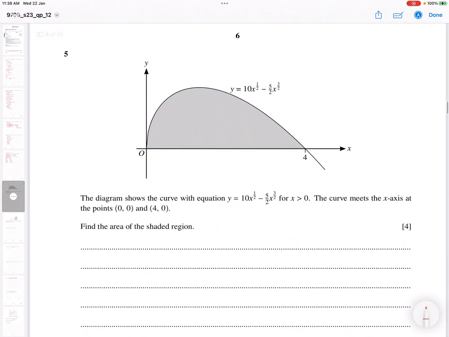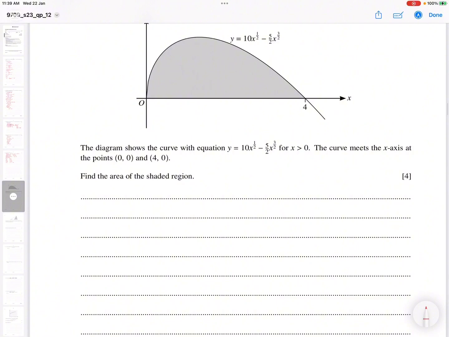Question number 5. The diagram shows a curve with equation this: for x greater than 0, the curve meets the x-axis at the points (0, 0) and (4, 0). Find the area of the shaded region. So to find the area of the shaded region, we have to integrate by writing the limits, and limits are from 0 to 4. So integral of 10 x power 1 by 2 minus 5 by 2 x power 3 by 2 dx.